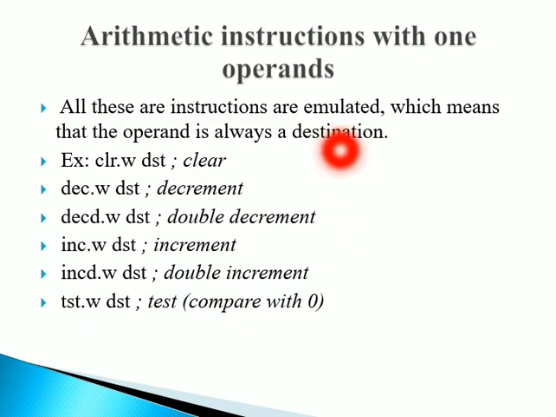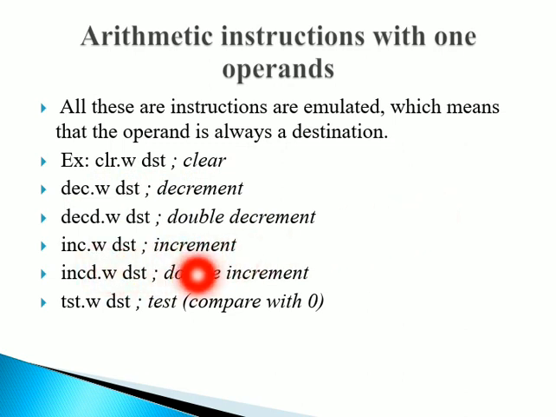Next are arithmetic instructions with one operand. Those were with two operands. Now the arithmetic operations done with one operand are emulated instructions, meaning the operand is always the destination. clr.w destination means you clear the destination. dec.w destination means you decrement the destination value. decd.w destination means you do a double decrement of your destination value.